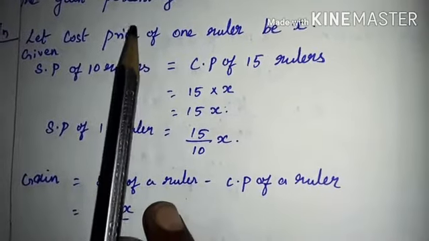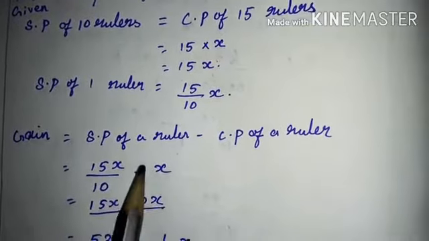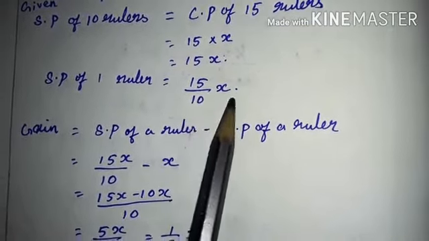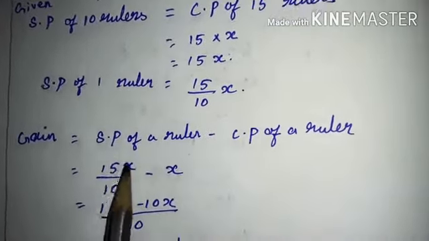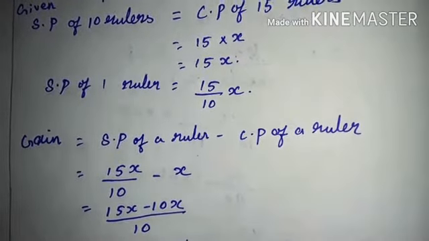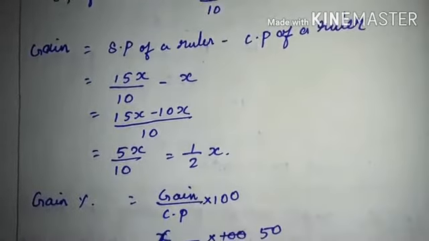To find the gain percentage, first you have to find the gain. Gain can be found out by SP minus CP. SP of one ruler is 15 by 10 X and CP of one ruler is X. Then 15X by 10 minus X, we get 1 by 2 X. This is the gain. Using this gain, you have to find out the gain percent.